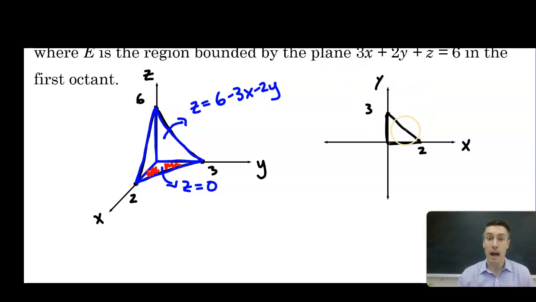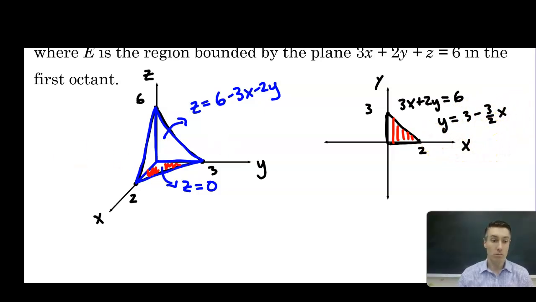And we can define this as either a type 1 or type 2, going back to our double integration regions. That could get confusing because now I'm using type 1 and type 2 for a two-dimensional region, and we just used it for a three-dimensional region. So we can define this vertically. The equation of that line would be 3x + 2y = 6, which means y = 3 - (3/2)x.